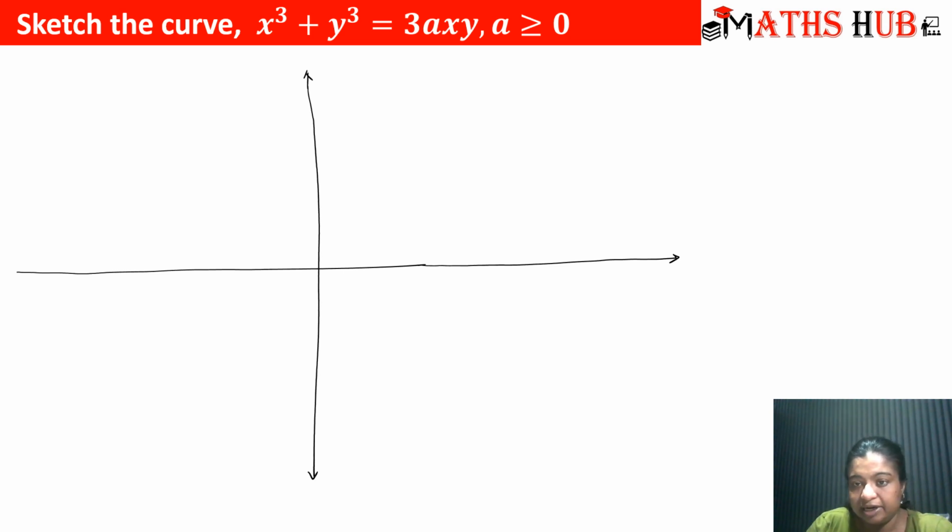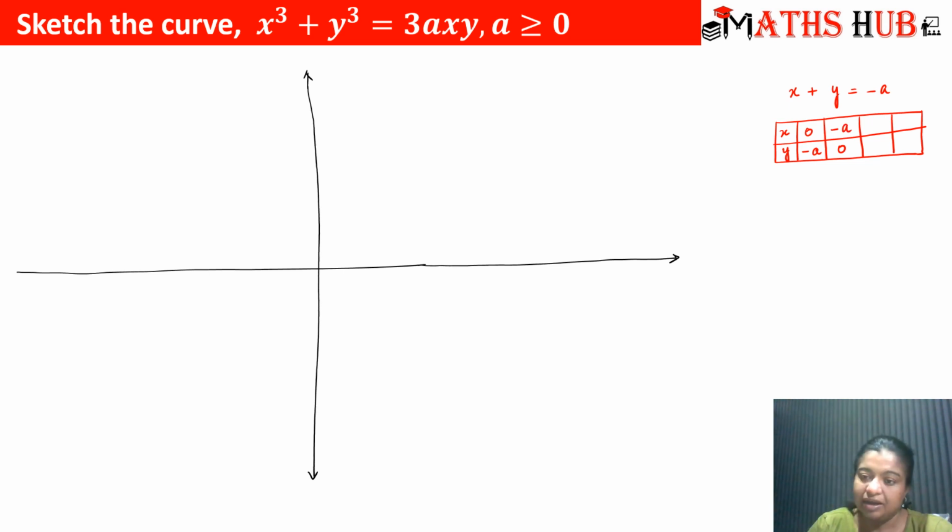So first of all, let us try to trace the line x plus y is equal to minus a. This is the asymptote. So how do you mark an equation? Let's make a table checking the points and then we will make this line. Let's put x equal to 0, we will get y is equal to minus a. Now let's put y is equal to 0, we will get x is equal to minus a. And you can similarly put x as a. So if I put x as a here, y will become minus 2a.